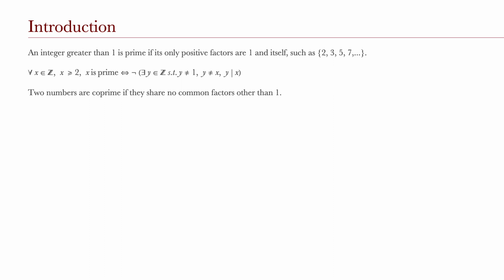Two numbers are coprime if they share no common factors other than 1, like 25 and 12. 25 has the factors 1, 5, and 25, meaning that it is not prime in and of itself. But 12 has the factors 2, 6, 1, 12, 3, and 4, meaning that they share no common factors, making them coprime.